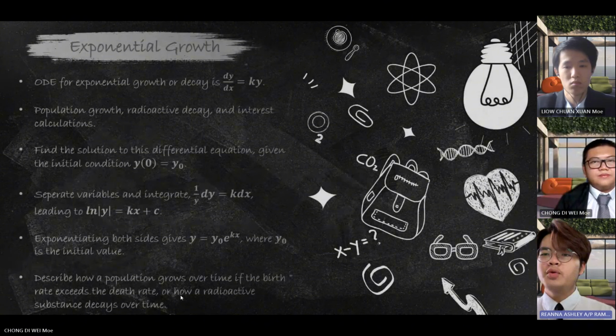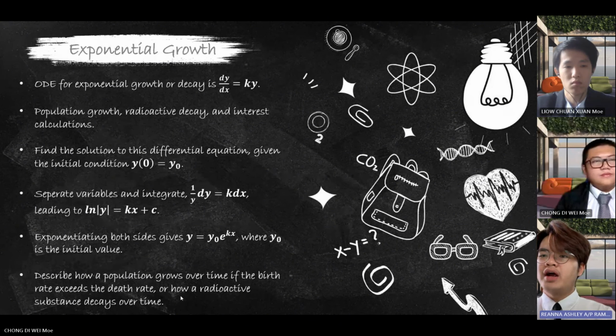Thank you, Di Wei. Firstly, I will talk about exponential growth. Consider the ODE for exponential growth or decay: dy over dx equals ky. This models processes such as population growth, radioactive decay, and interest calculation. We need to find the solution to the differential equation.